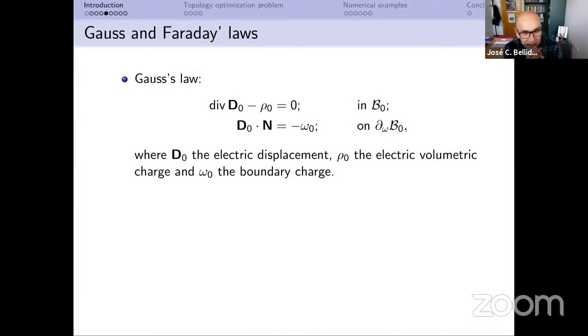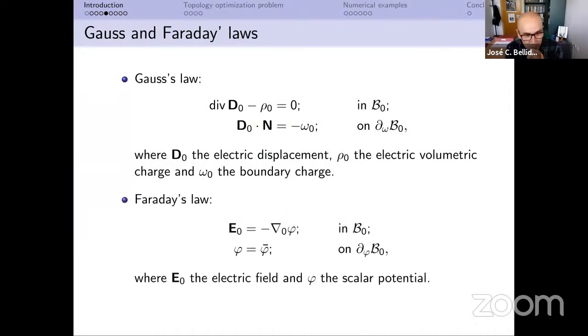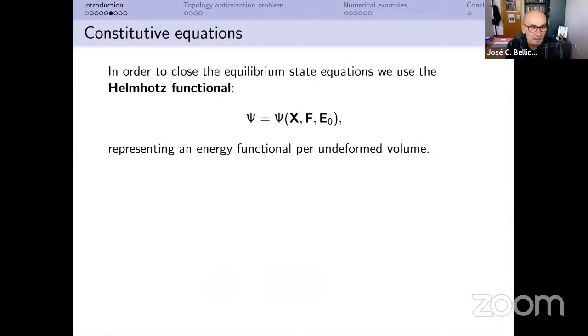For the electrical part, we have two laws involved, Gauss's law and Faraday's law. Gauss's law determines the electric displacement given the electric volumetric charge and the boundary charge. And Faraday's law establishes that the electric field is obtained as the gradient of a scalar potential. So we need a constitutive equation. There are two ways to do this.